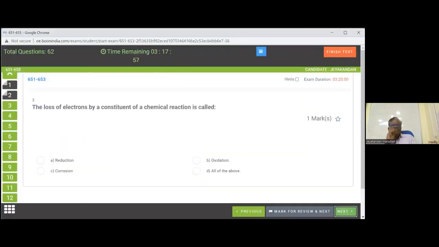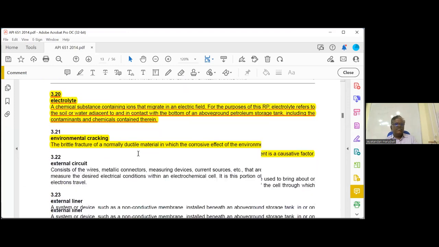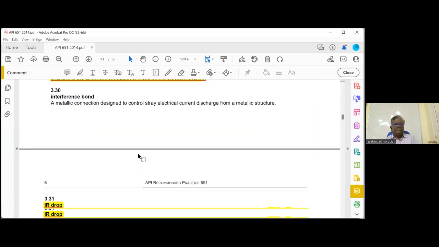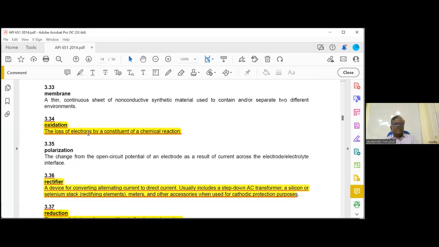Next one, please. The loss of electrons by a constituent of a chemical reaction is. So loss of electron is called oxidation, and gain of electron is called reduction. So where it is given, we will mark it, because if anything is missed, you will check. Oxidation. 3.34. Loss of electrons.